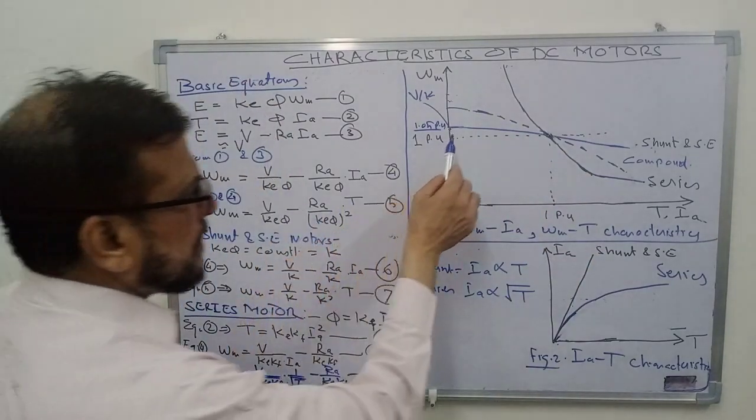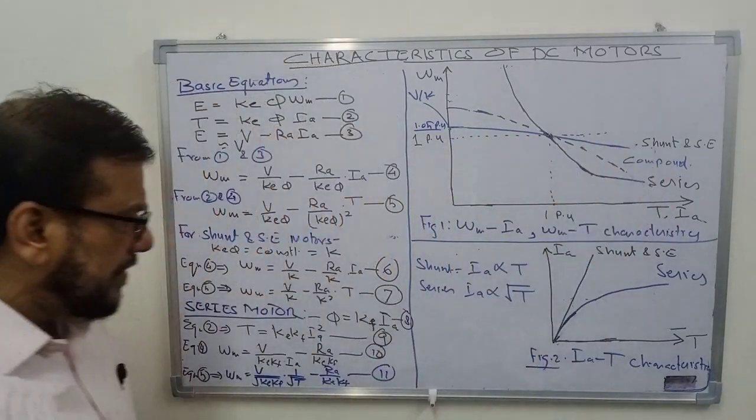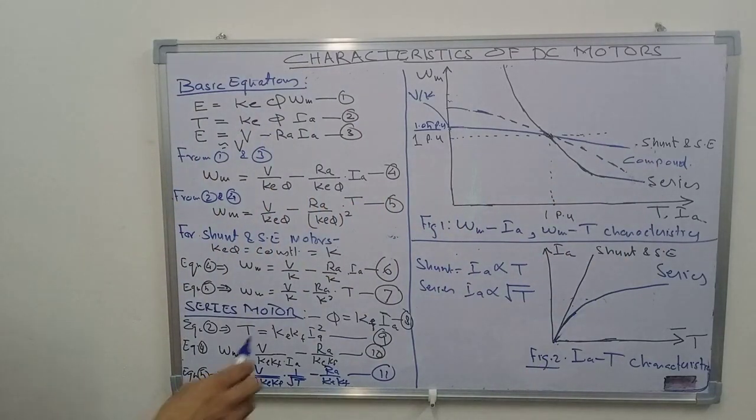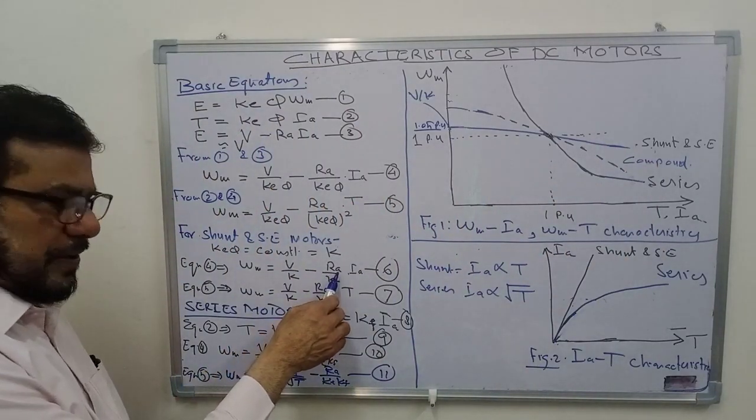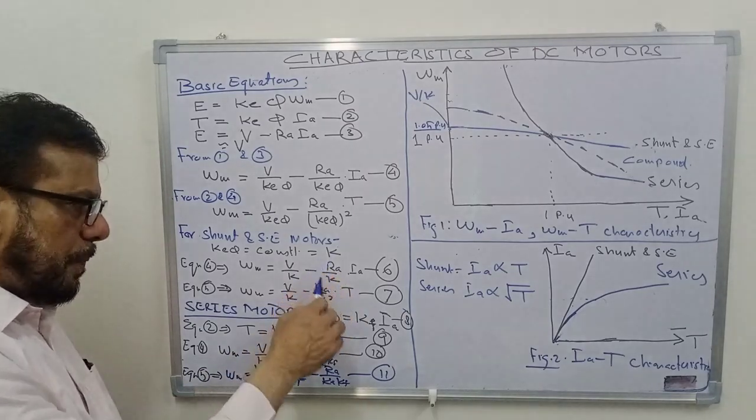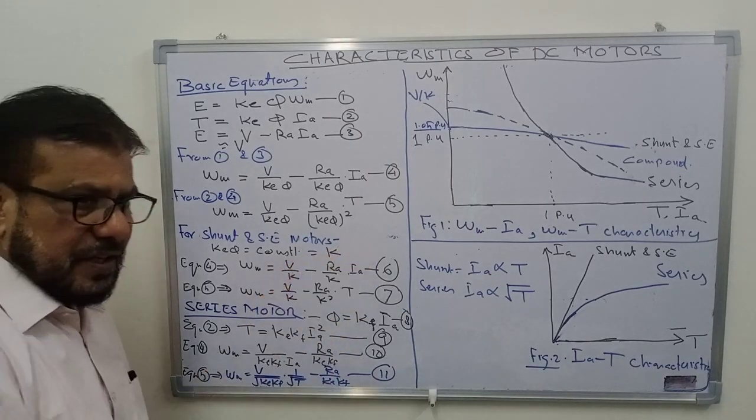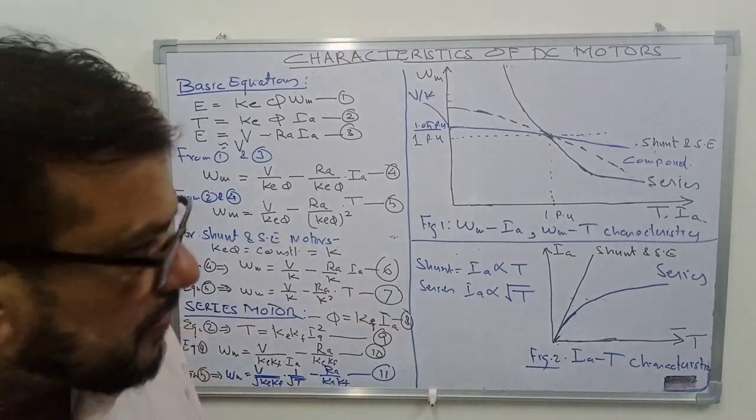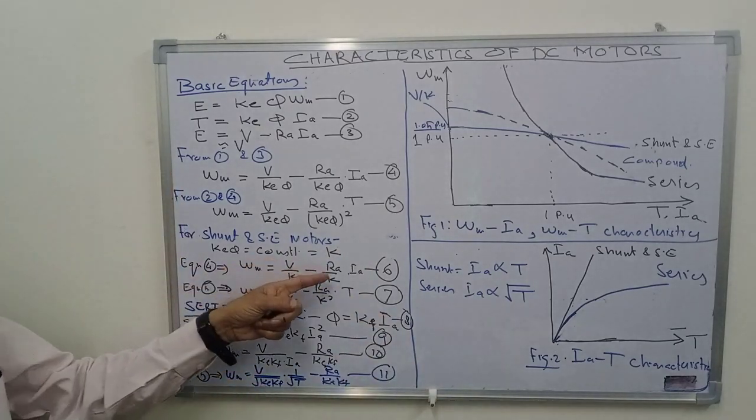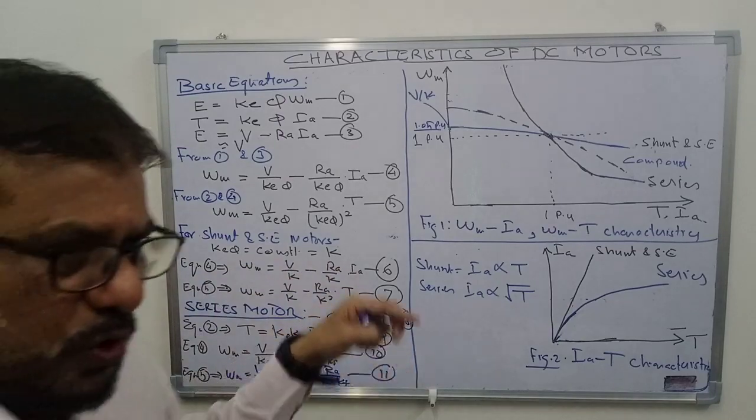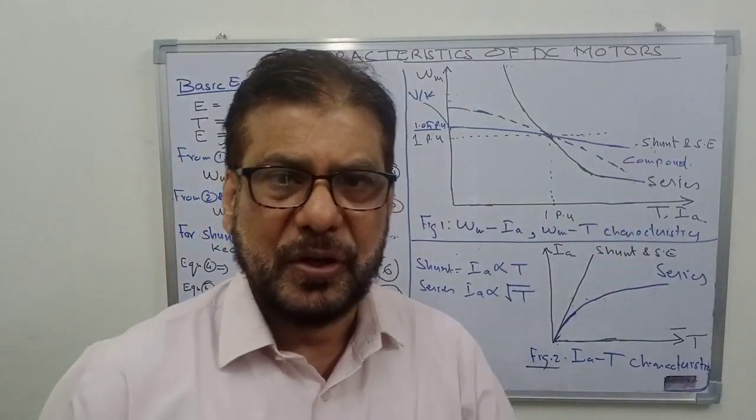So the speed is drooping in nature, and this drop in speed is basically because of the resistance Ra. Had the resistance been 0, in that case the speed would be V upon K. It remains constant throughout. This means that larger is the resistance in the armature circuit, more will be the drop in the speed as the motor is loaded.